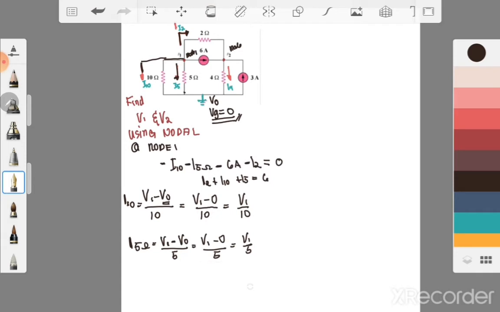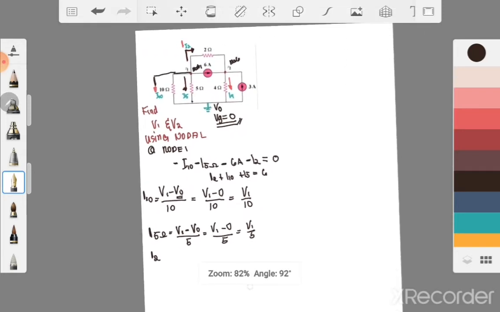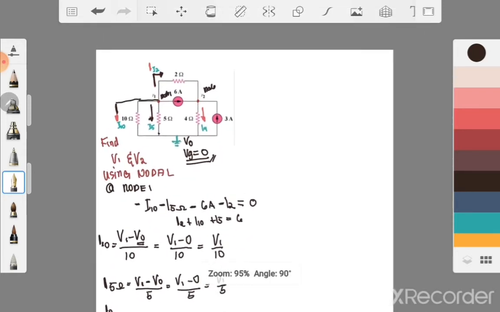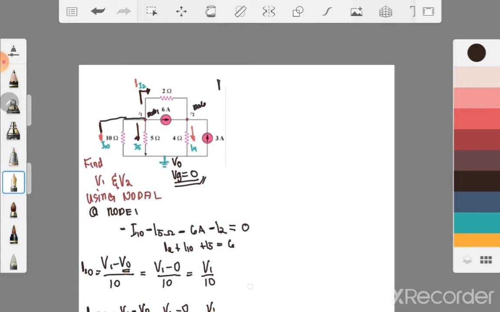Next is your 2 ohms. So, what is the current in your I2? Easy, tama? Madali lang. So, yung sinabi ko kanina, yung nodal equations of voltage, the nodal voltage equation is that it is equal to V upper potential minus your V lower potential all over your R.